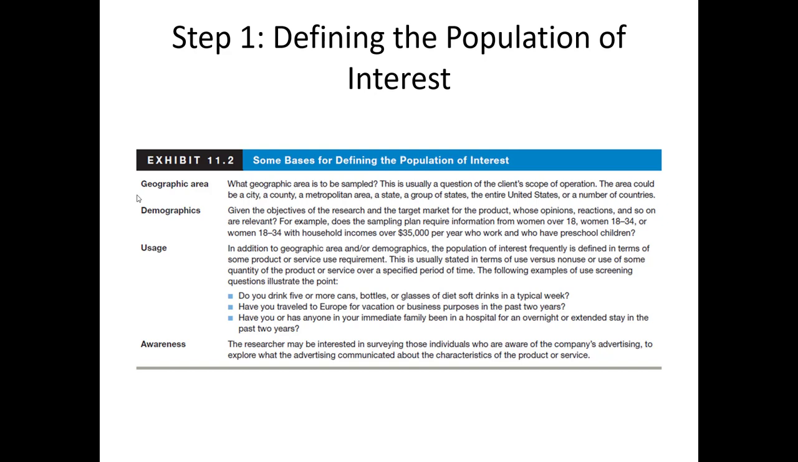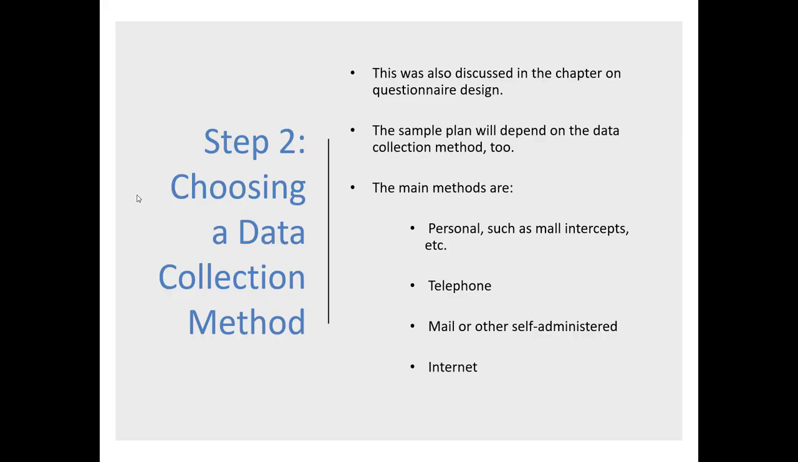Let's say we can look at awareness, like product awareness. So we want to study only the people who are aware of our company's product or aware of a company's advertising. So there are different ways of defining the population of interest.